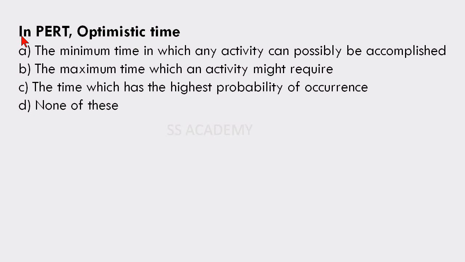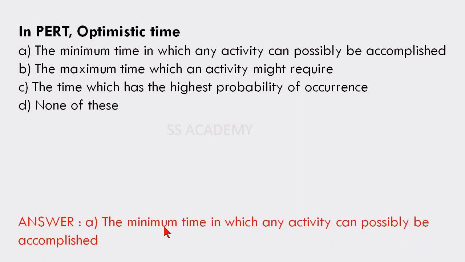Next question is, in PERT, optimistic time, the minimum time in which an event can possibly be accomplished, the maximum time which an activity might require, the time which has the highest probability of occurrence, none of these. The answer is the minimum time in which any activity can possibly be accomplished.